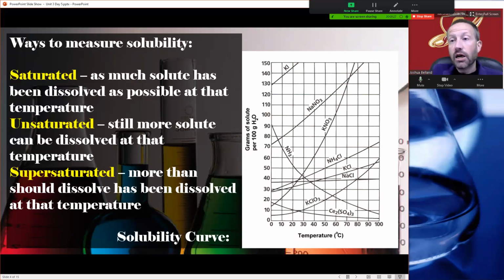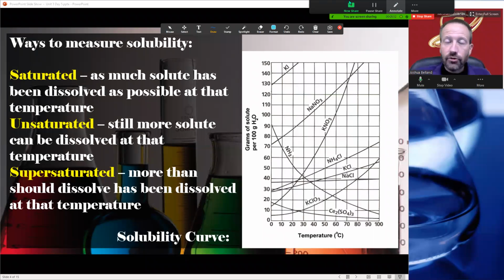Okay, unsaturated means you can dissolve more. How much more can you dissolve? Yeah, no one knows. It's just, it can dissolve more. That's all we know. And then supersaturated is one that has almost been tricked into dissolving more than it should at that temperature. Now, this is all temperature based. So to show how this all works out, we often show this, a solubility curve.